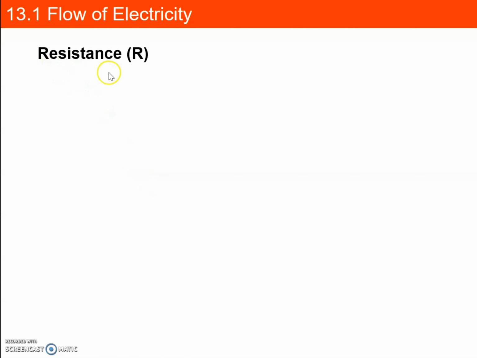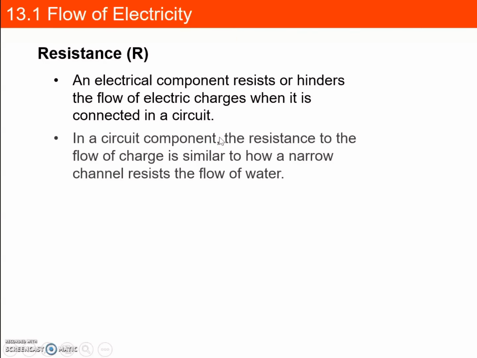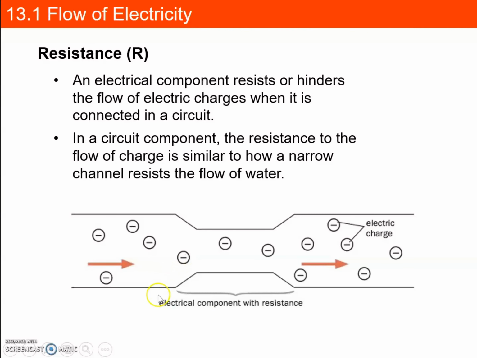Another new term, resistance, with symbol capital letter R. So when an electrical component, for example your bulb, is connected in a circuit, this component will actually resist or hinder the flow of electric charges. So in the electric component, the resistance to the flow of the charge is similar to how a narrow channel resists the flow of water.